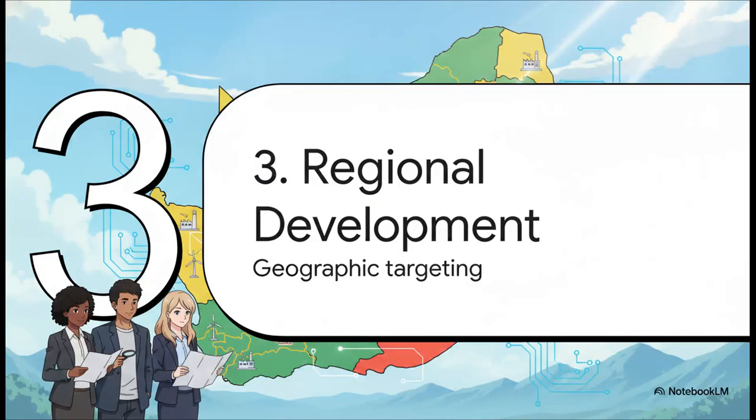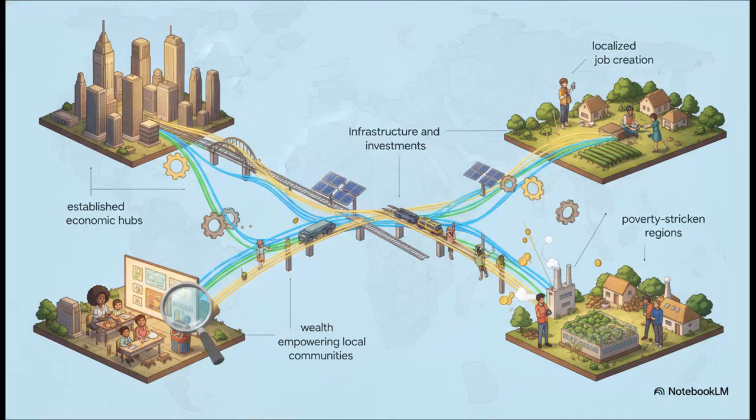All right, moving right along to Section 3, Regional Development and Endeavors. First up here, we have Spatial Development Initiatives, or SDIs. You absolutely have to nail this definition. SDIs are basically government policies created to attract infrastructure and business investments specifically into neglected or underdeveloped areas. Picture them as vital economic corridors, literally linking up major booming economic hubs with poverty-stricken regions. The whole point is to spark localized job creation, empower the communities living there, and spread the wealth a bit more evenly across the map.